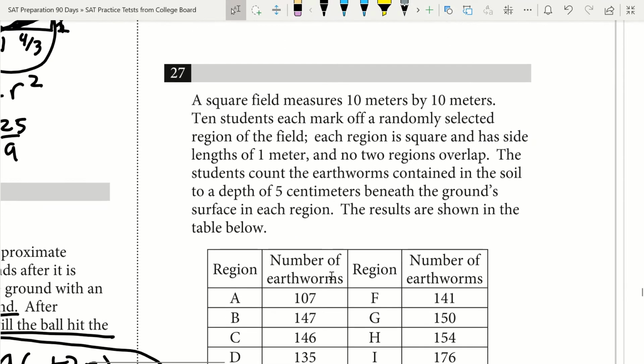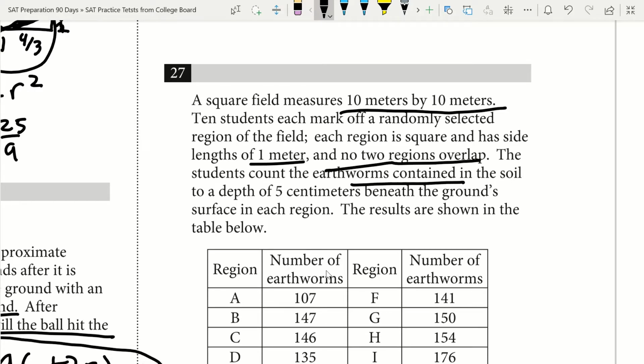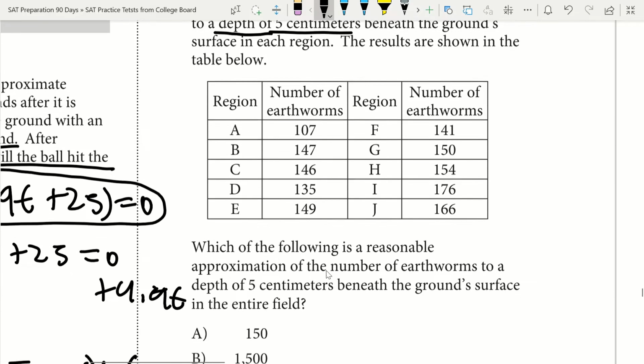All right, 27. A square field measures 10 meters by 10 meters. 10 students mark off a randomly selected region of the field. Each region is a square and has side length of 1 meter. No two regions overlap. The students count the earthworms contained in the soil to a depth of 5 meters beneath the ground's surface in each region. The results are shown in the table below.